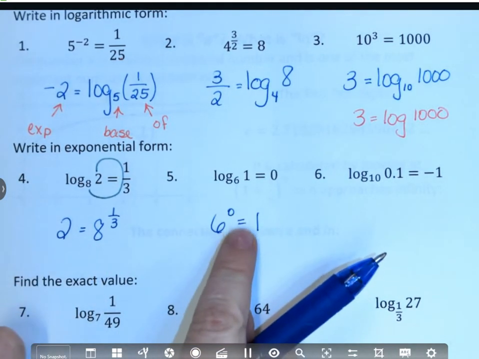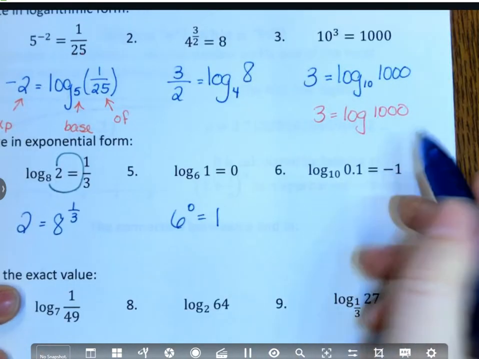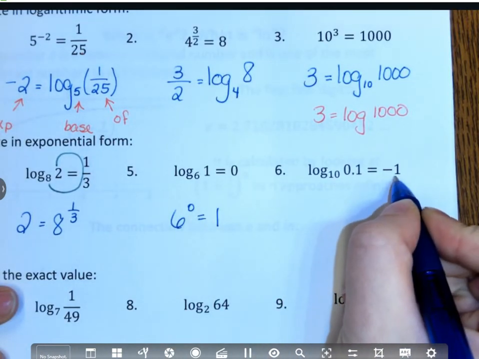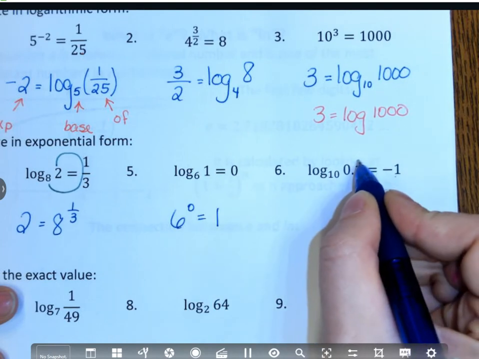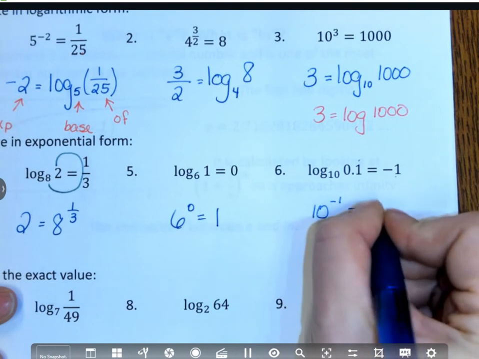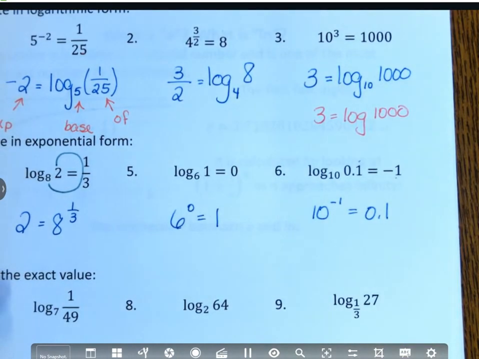I actually kind of prefer going this way because I look at it and I think 10 to the negative 1 equals 0.1. Does that make sense? What is 10 to the negative 1? What does that negative do?